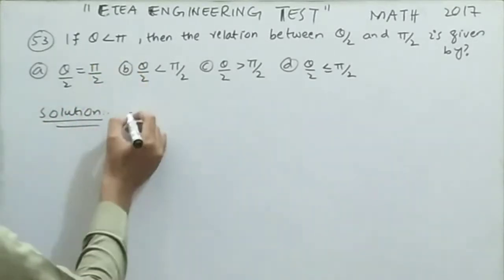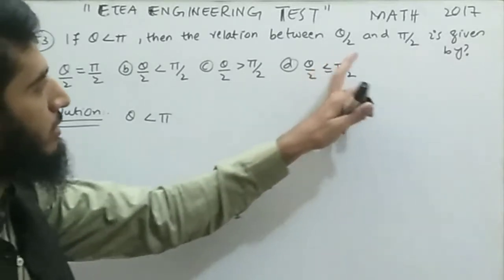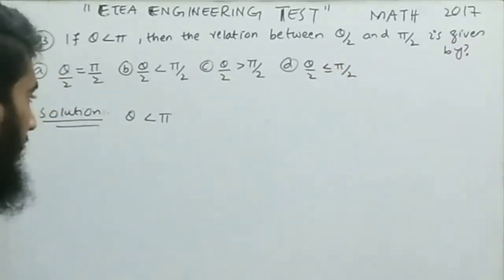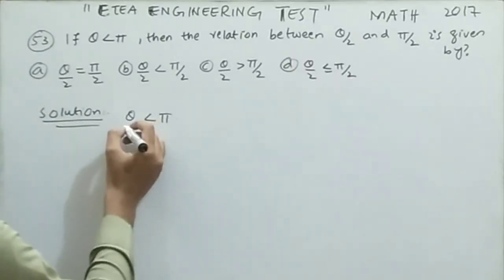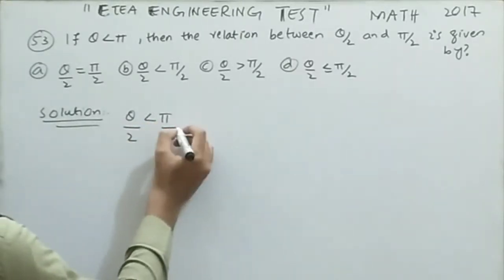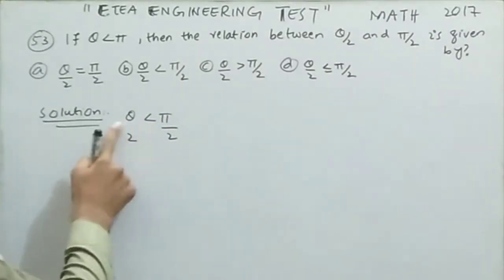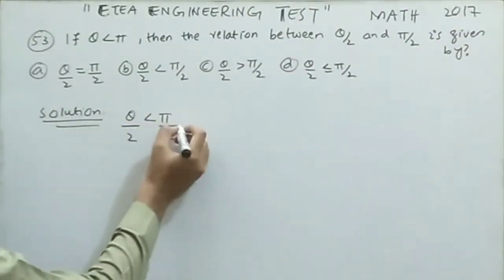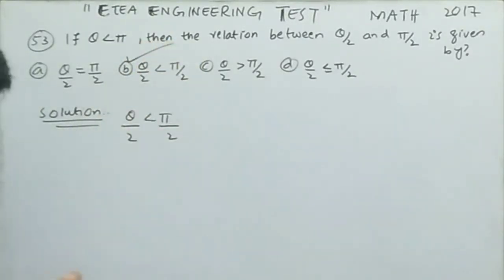We are given that theta is less than pi. That tells what will be the relation between pi by 2 and theta by 2. So it means that we will just divide both sides with 2. So divide this inequality on both sides with 2. So it becomes theta by 2 is less than pi by 2. This is actually the required and desired answer, theta by 2 and pi by 2. So the correct option for this MCQ is option number B.